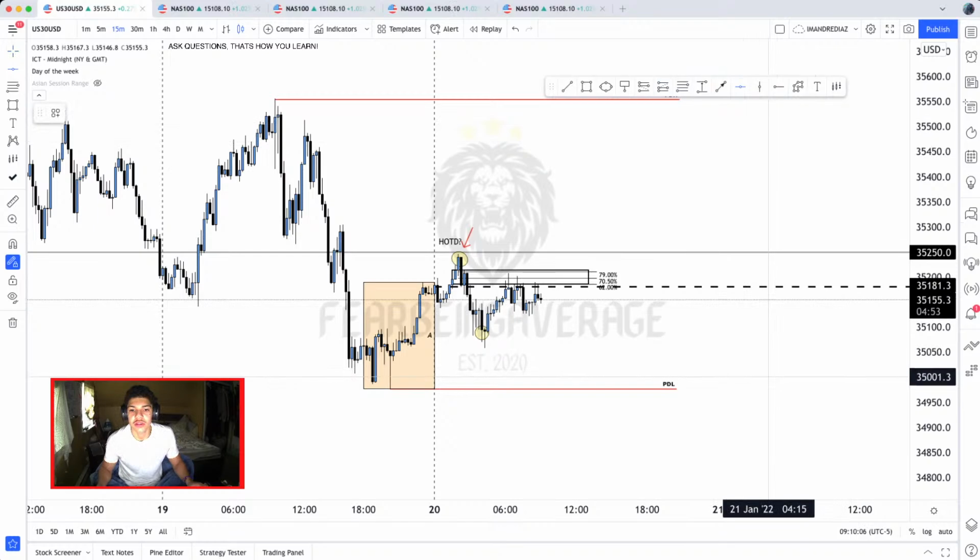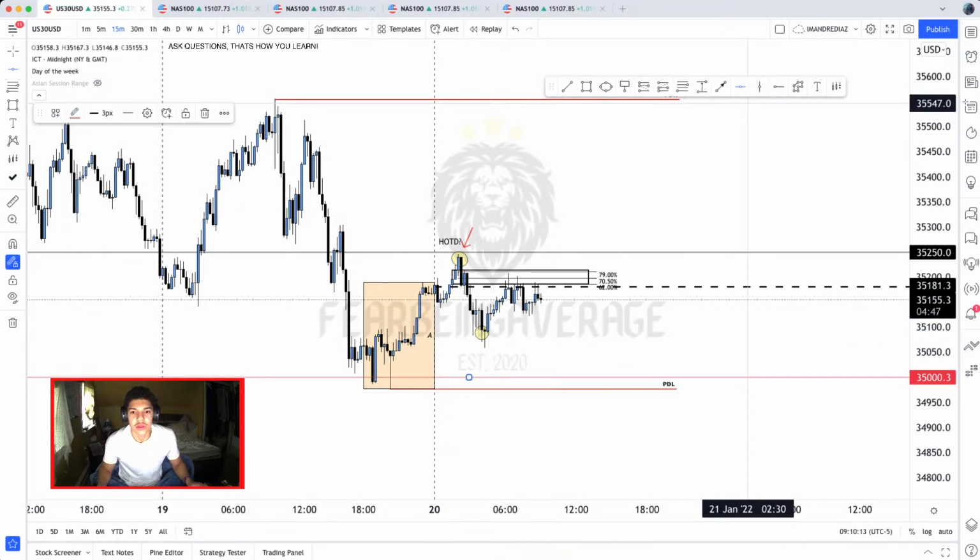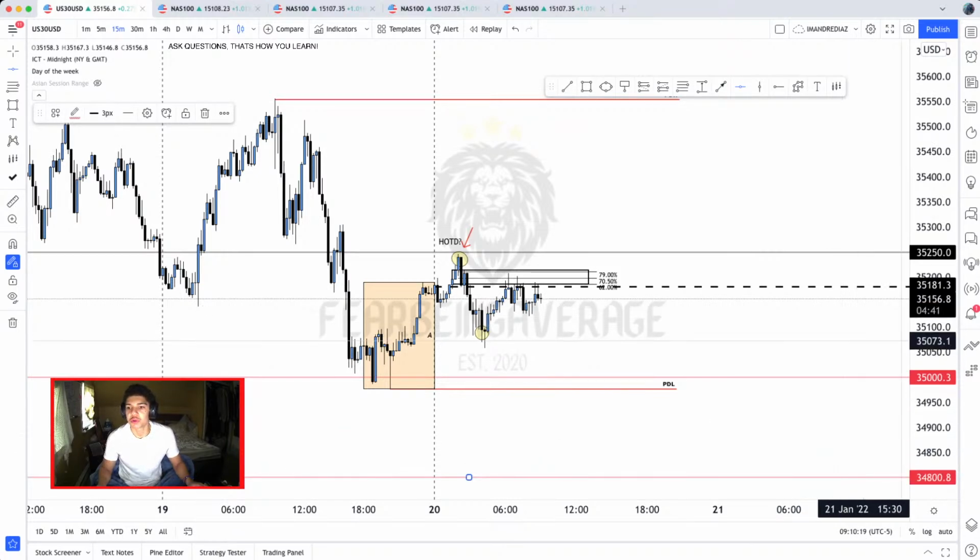We have the 35,000 big figure level right here. And then what other big figure levels do we have around here? We have 34,800 down here, which is also somewhere that price could potentially be reaching for, but only time will tell. So we're just going to be patient right now. We're going to wait. And then we also have 35,200, which is right in here.